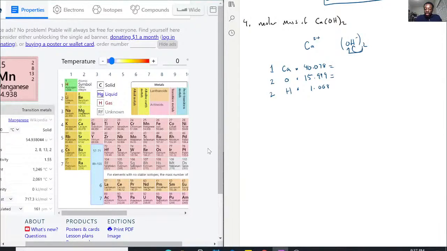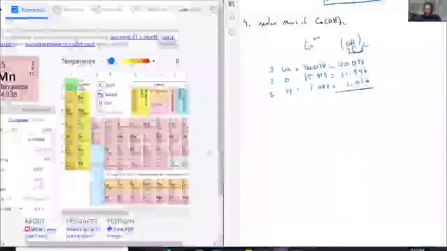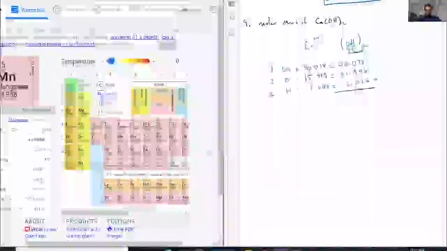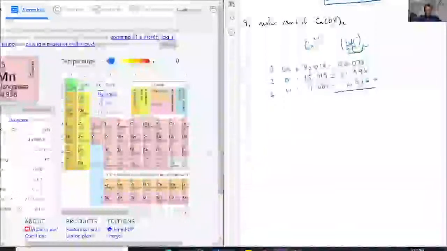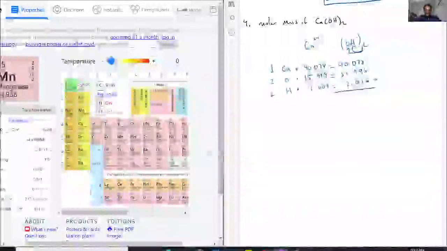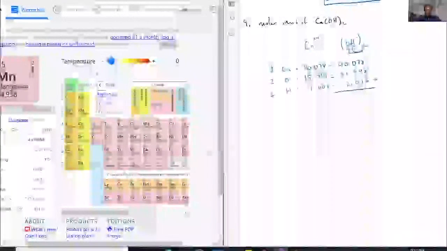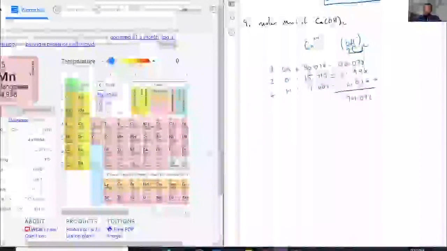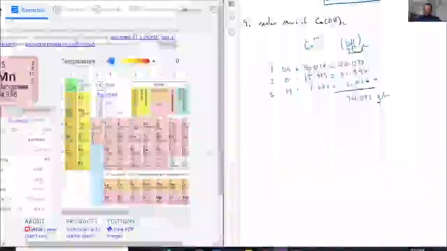So now we have to make sure we do the multiplication step first. Since calcium was 1, we have the same thing. Oxygen is now 2 times that, so that would be 31.998. And this is also 2.016. Now we can safely add. And we get 40.078 plus 31.998 plus 2.016, which is 74.092, and still very important, do not forget your units of grams per mole.